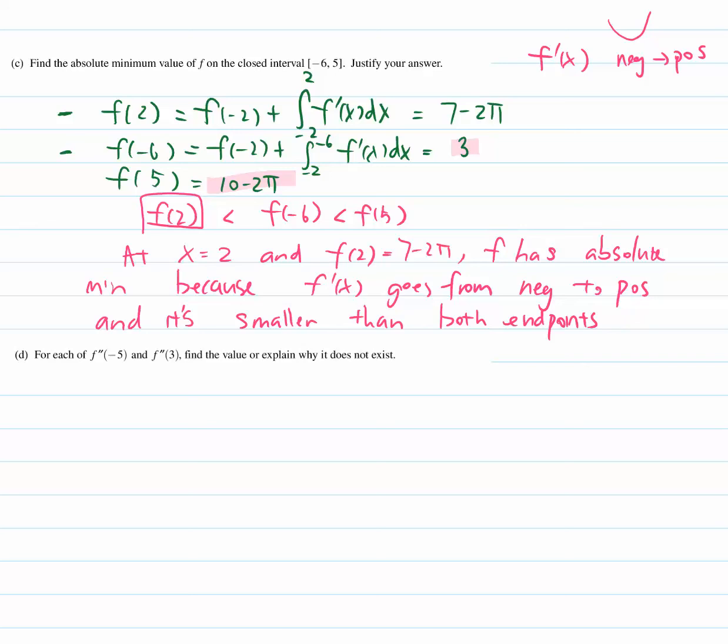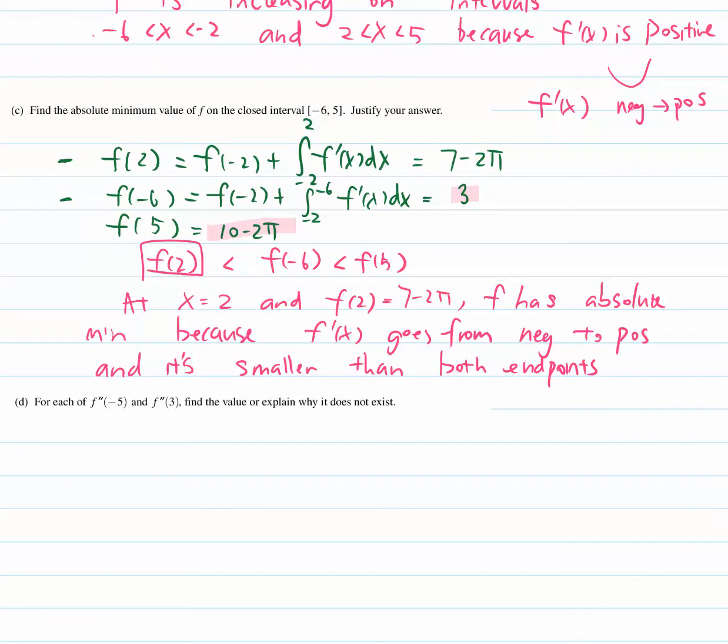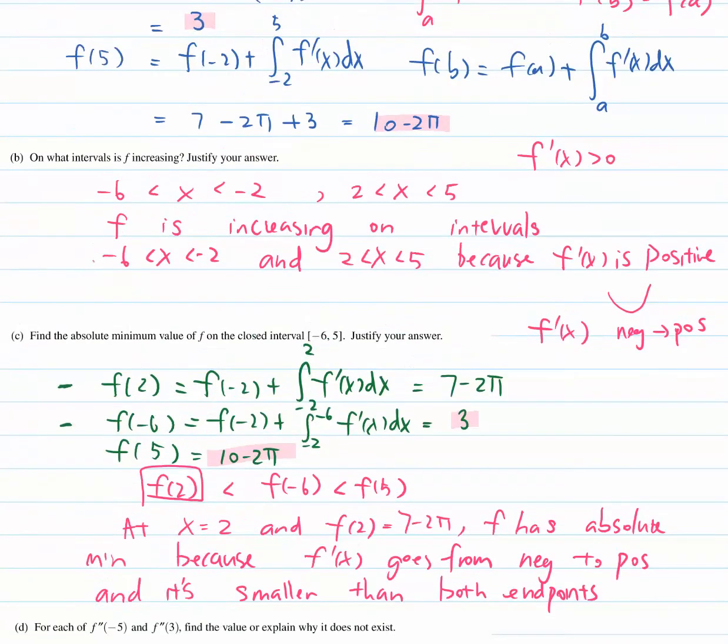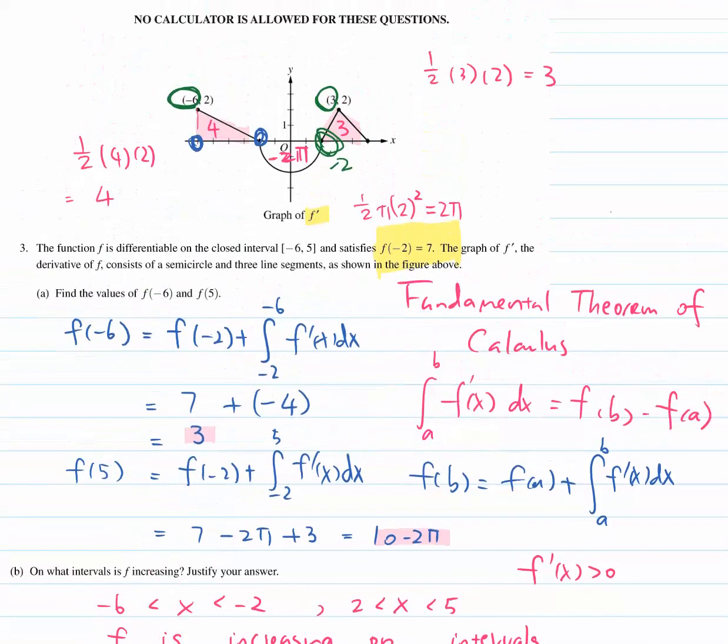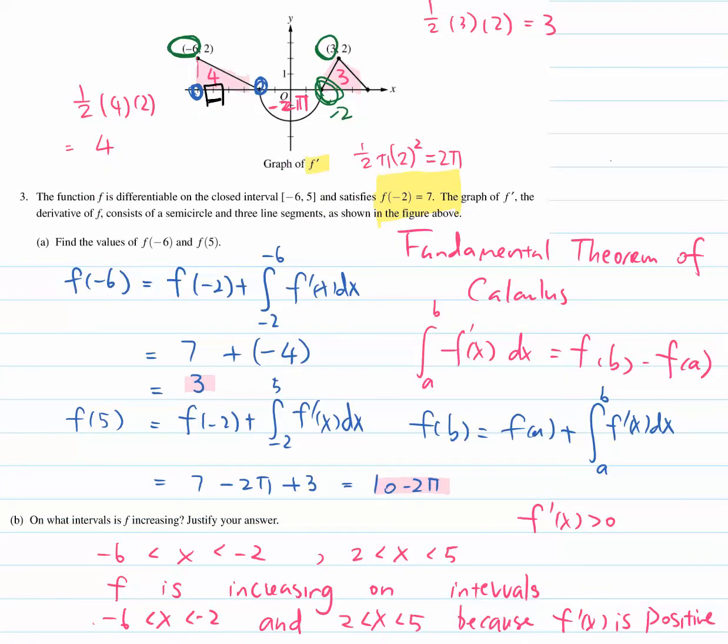Now for part D, we want to find f double prime at negative 5 and 3. Because we have our f prime of x graph, we want to just look back on it. Scroll back up, and what we want is negative 5. I'll circle it in black, which is here, negative 5 and 3, and that's on the top.